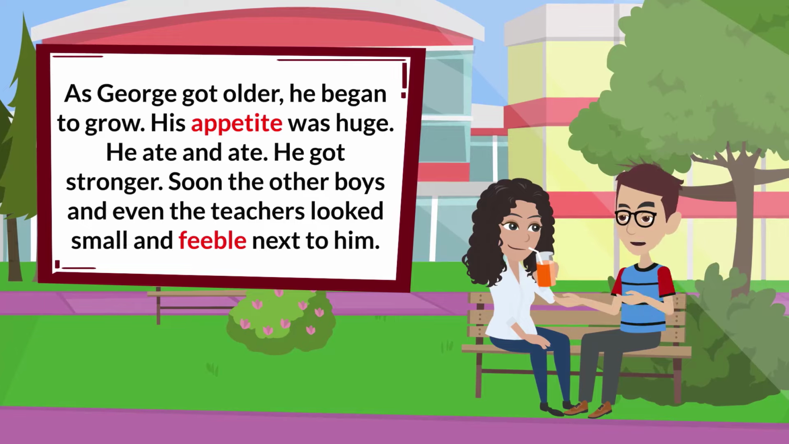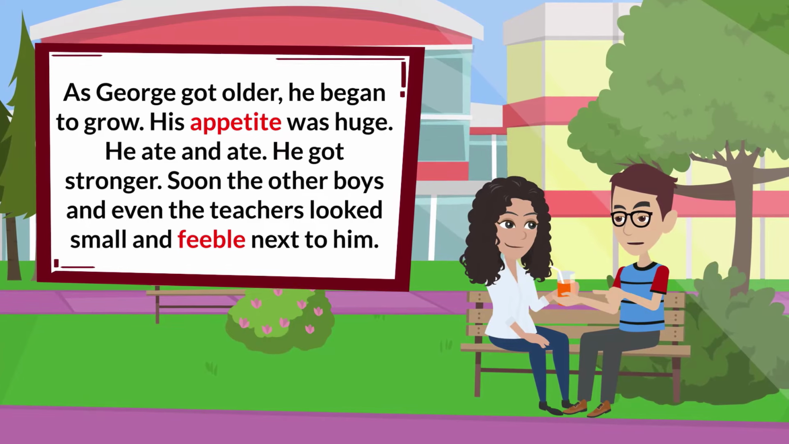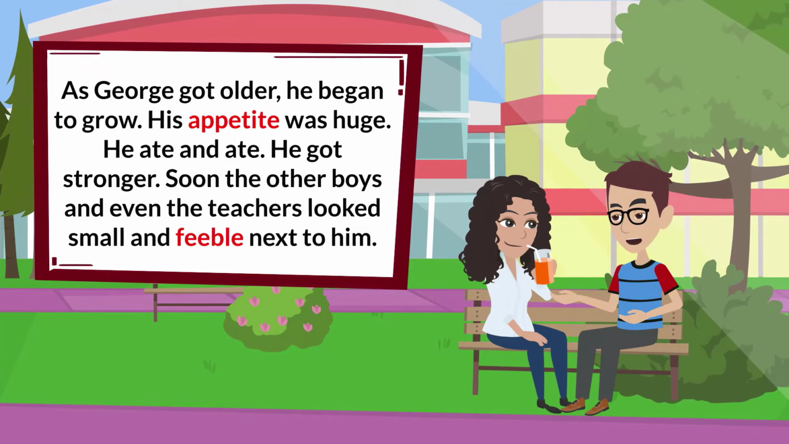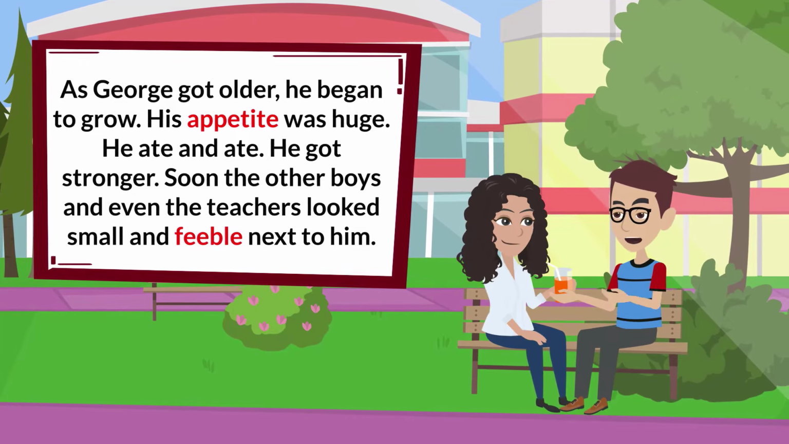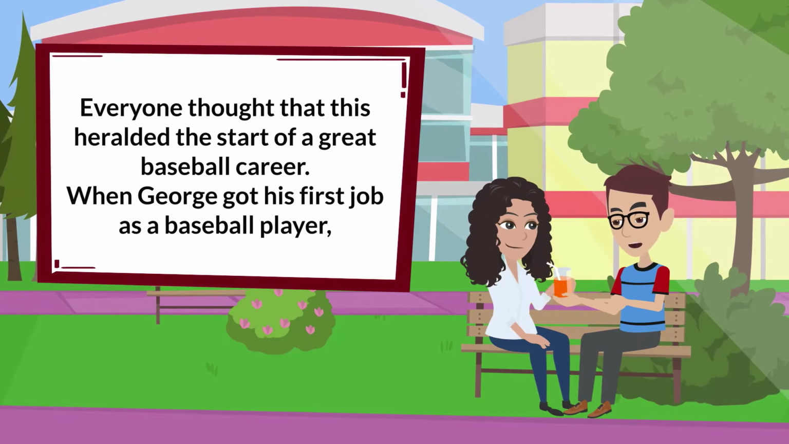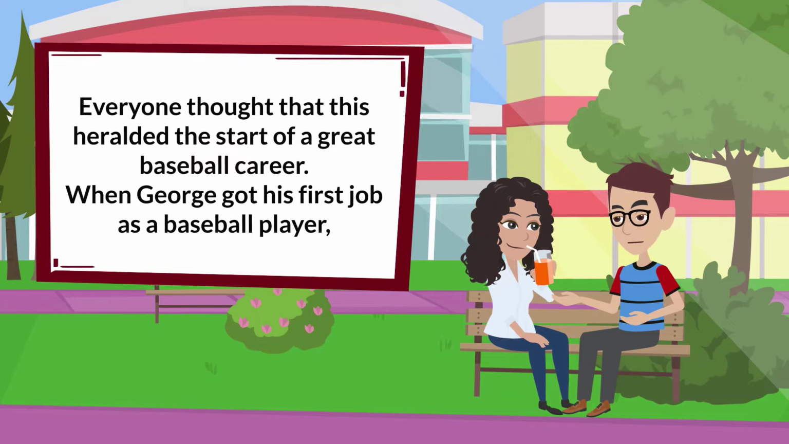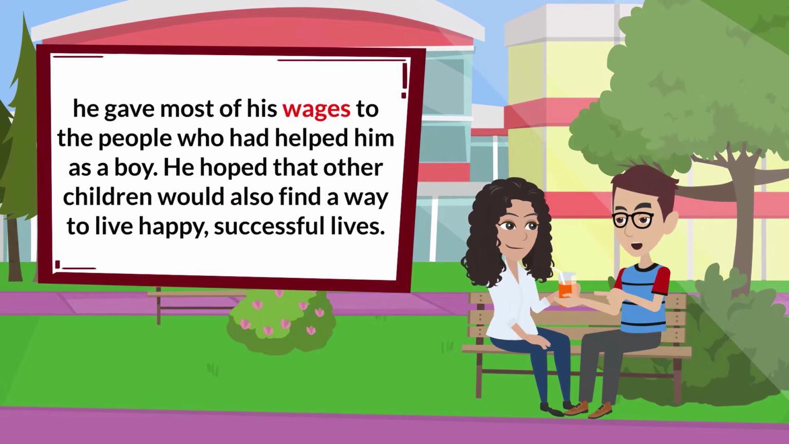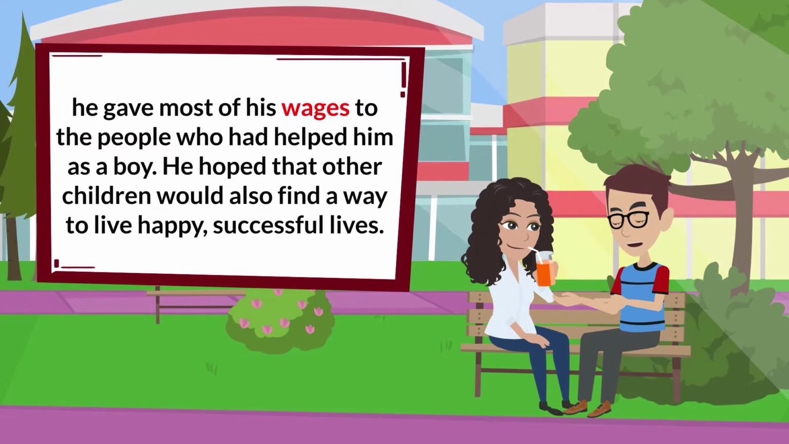As George got older, he began to grow. His appetite was huge. He ate and ate. He got stronger. Soon the other boys and even the teachers looked small and feeble next to him. Everyone thought that this heralded the start of a great baseball career. When George got his first job as a baseball player, he gave most of his wages to the people who had helped him as a boy.